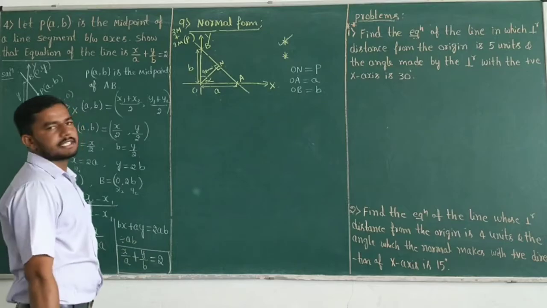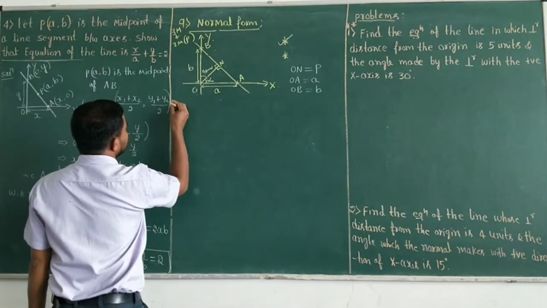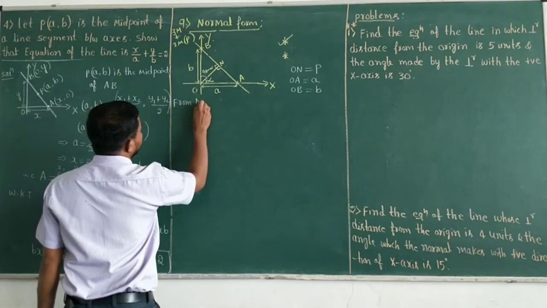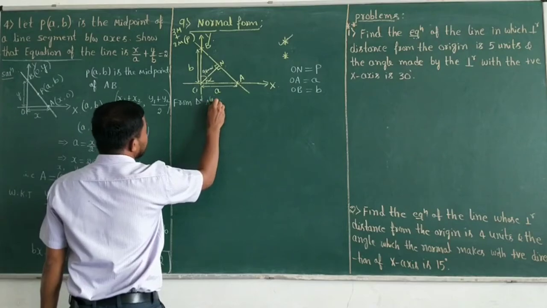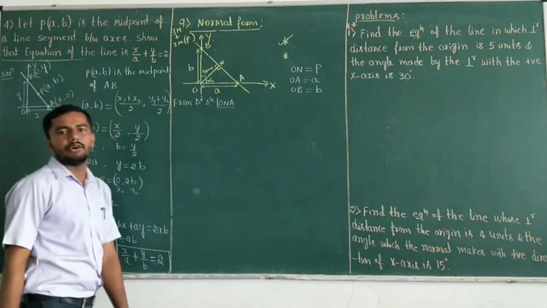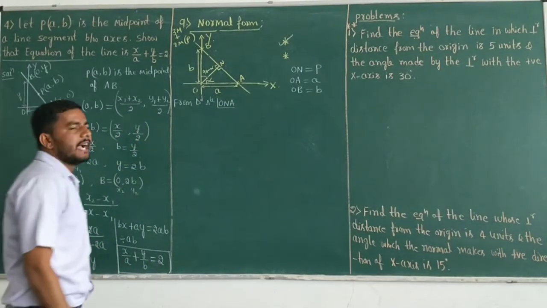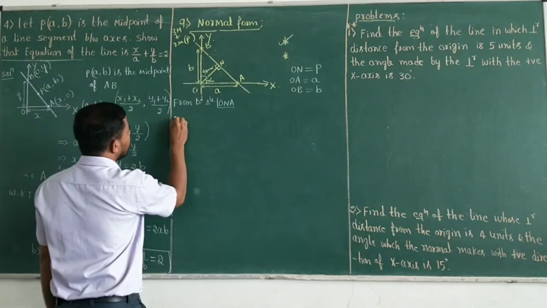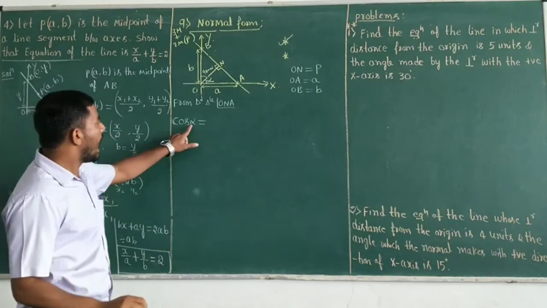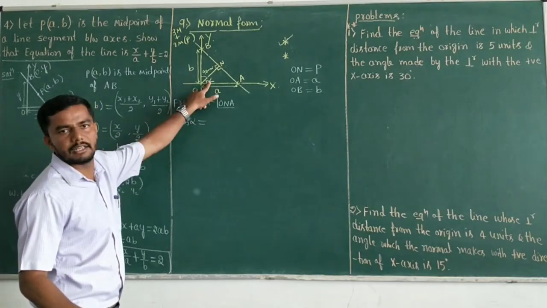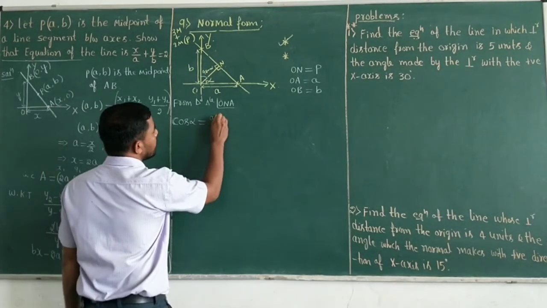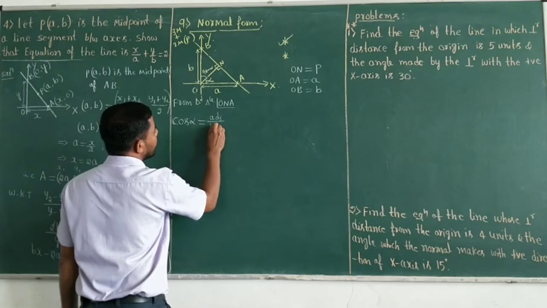Next step, consider the right angled triangle. So here from the right angled triangle, that is ONA. From the right angled triangle ONA, define cos alpha. Cos alpha is equal to, here alpha is the angle. So cos alpha. What is the definition of cos function? Cos function is nothing but adjacent divided by hypotenuse.